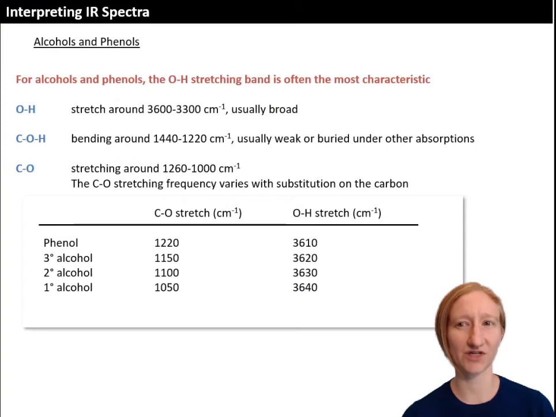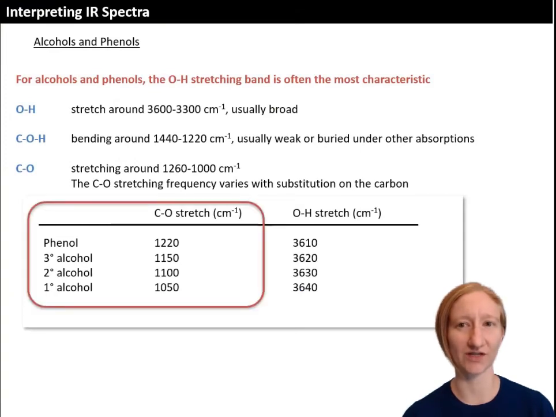The other important stretch for alcohols is the CO stretch. This stretch appears between 1050 and 1220 wave numbers, and it can help us determine what kind of alcohol we have: a primary, secondary, or tertiary alcohol, or a phenol. The OH stretch could do that too, as shown in the column to the right, but the OH stretch is usually so broad that in practice that's not very helpful.